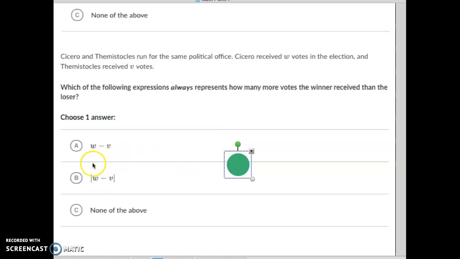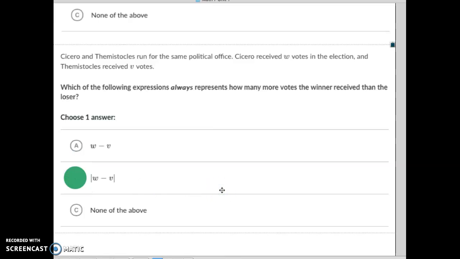Then this way would give you a negative number, and that would not give you the difference. But this one would give you a negative inside the absolute value, but then the absolute value would turn it positive. So by doing the absolute value of William minus Vivian, we would get our correct answer. So again, this one would be letter B. To find the winner, take one minus the other, and then take the absolute value of that answer to get your correct answer.